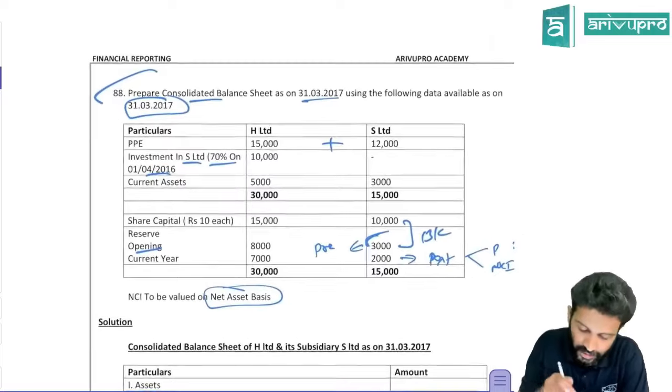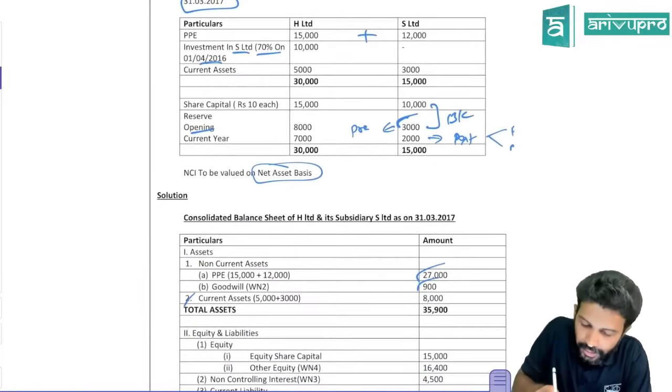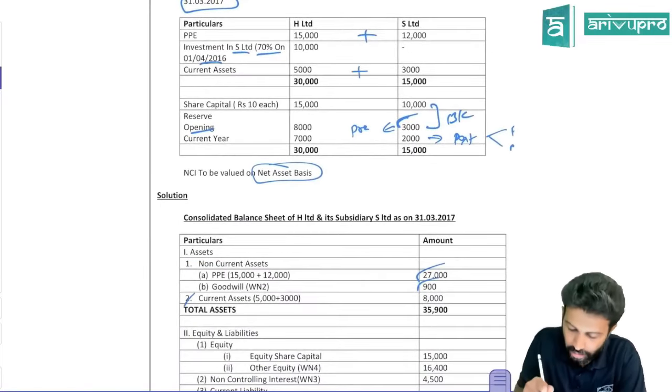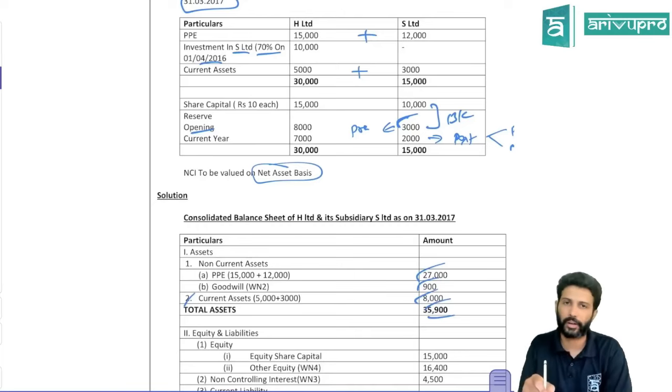Okay. And is there anything else? Next, the only thing is the current assets. Line by line, you add. There is no adjustment. 5,000 plus 3,000, which is 8,000. Total assets you got.